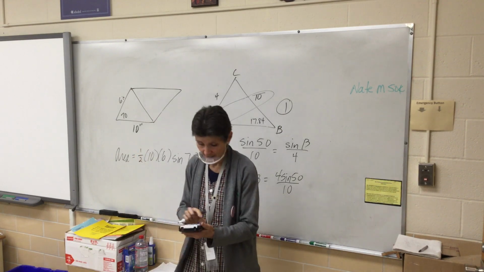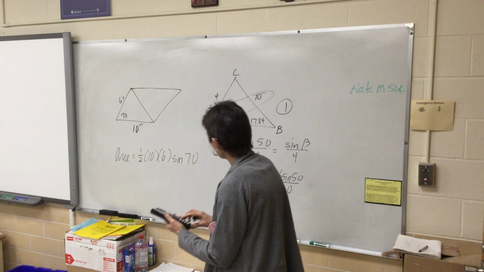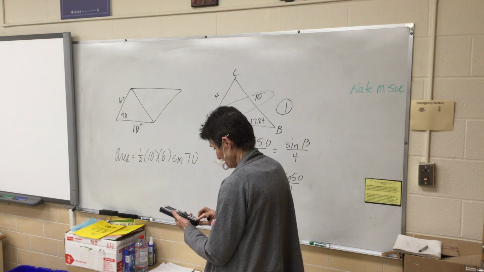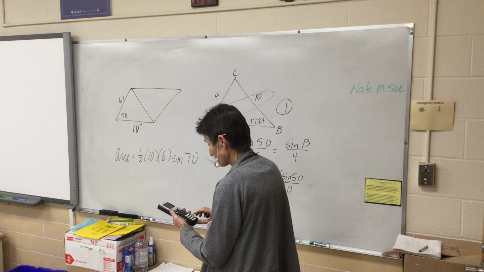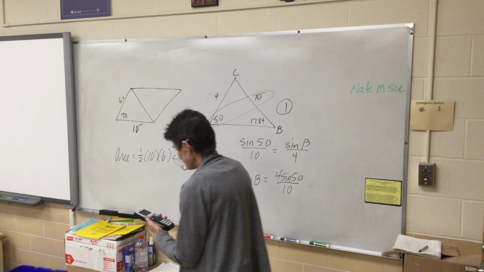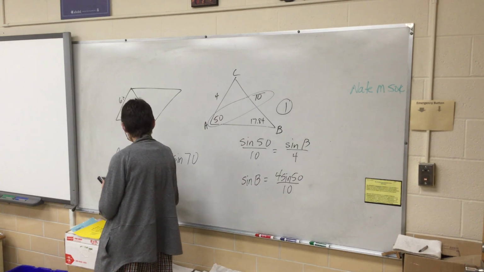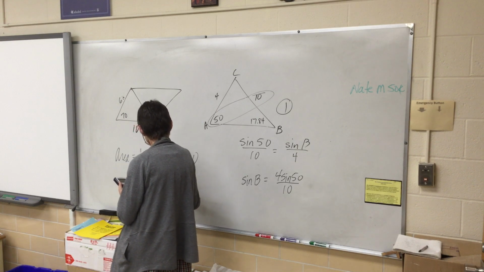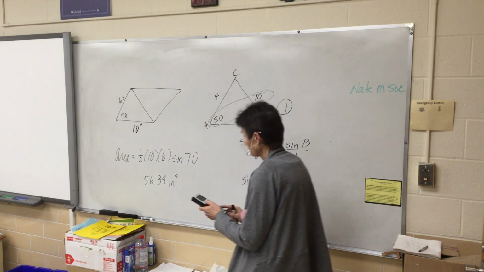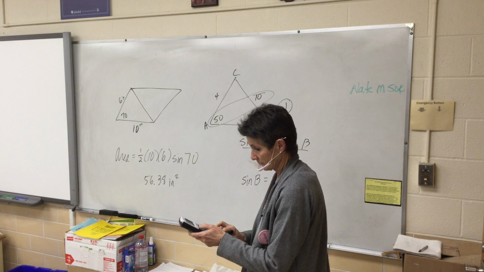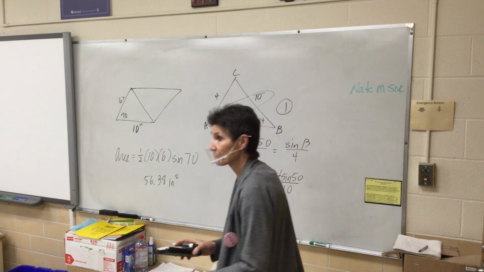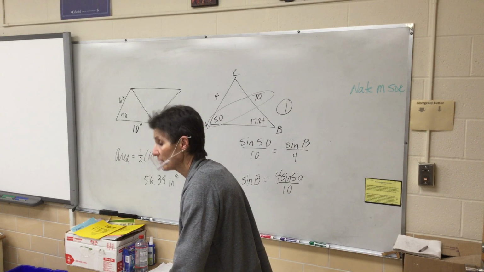Just make sure you're finding the area of the parallelogram. So the area of the parallelogram will be 56.38 square inches. The whole parallelogram. Okay, Oscar? Is that right? Yeah, thank you.